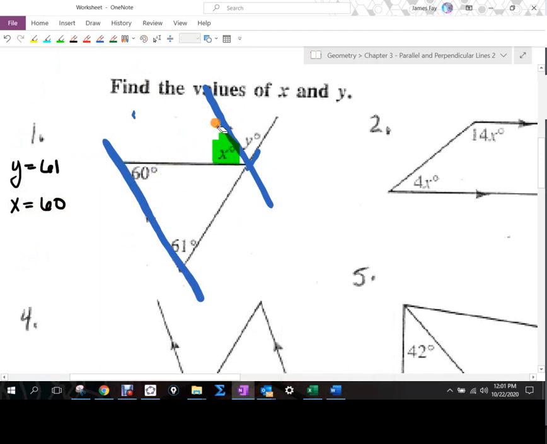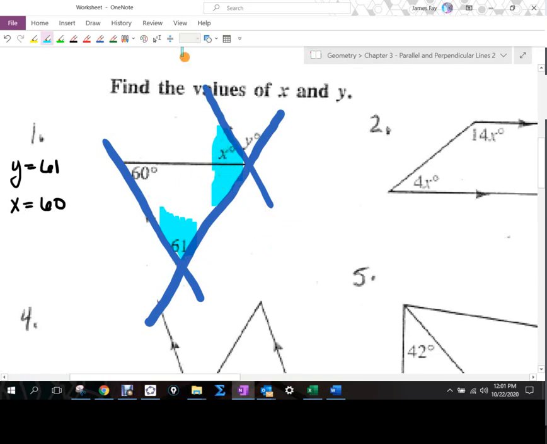Could we have done this? And this is what I was talking about a little bit yesterday, that there's usually multiple approaches to every problem. If I look at that angle there and this angle here, are they same side interior? Okay. If they're same side interior, they should add up to what?